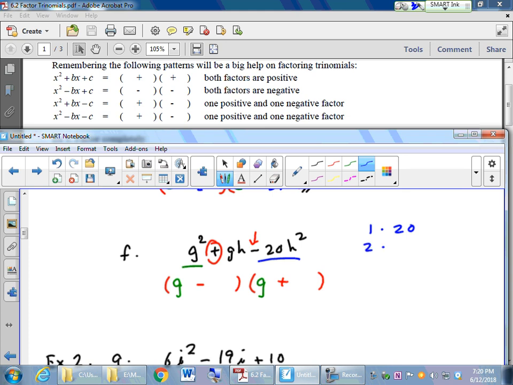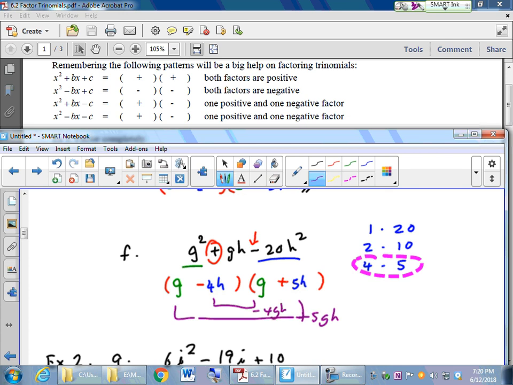So 2 times 10, 3 does not go into it, 4 times 5, and then we found that already. Because 5 minus 4 gives me 1. So now that tells us we want a negative 4 and positive 5. So that way the result will be positive gh. So let's check. We can always check. Multiply the outer, that will be positive 5gh, and multiply the inner, that will be negative 4gh, which we combine together, and that will give me a positive gh.